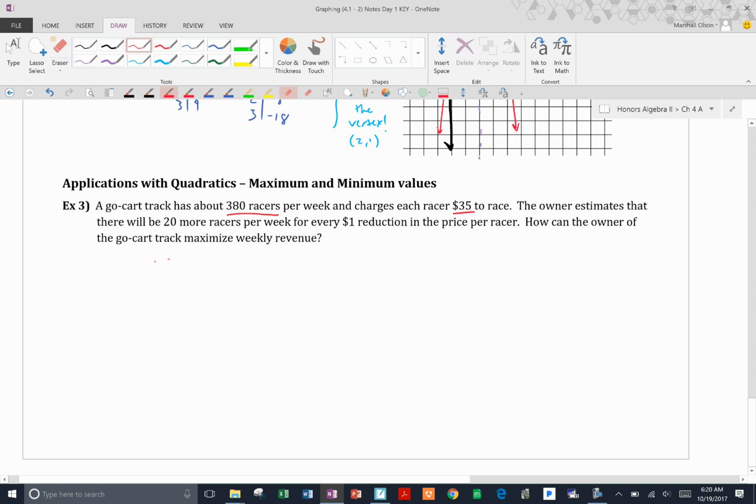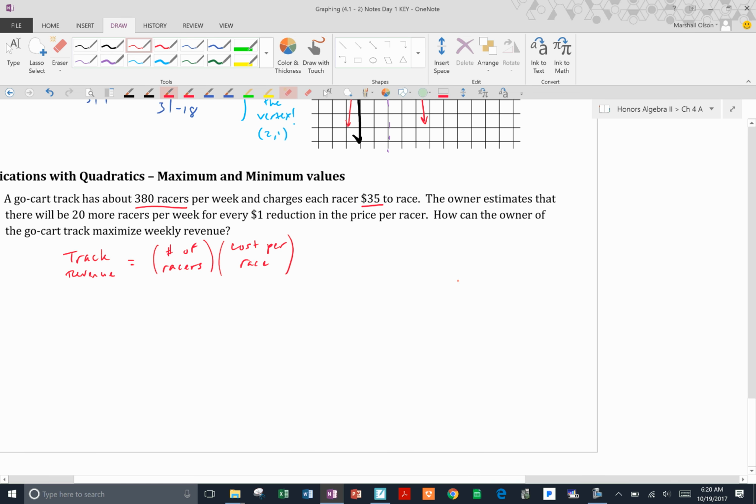So the track revenue, let's just start with this. The track revenue that this owner receives is equal to the number of racers, and I know we could calculate it numerically for what he has right now, but we want an expression here, times the cost per race. All right, so right now, I'm going to make this little table over here. We're going to define our variables in a second. I think this is kind of easier to start like this.